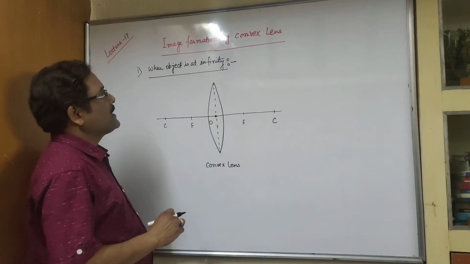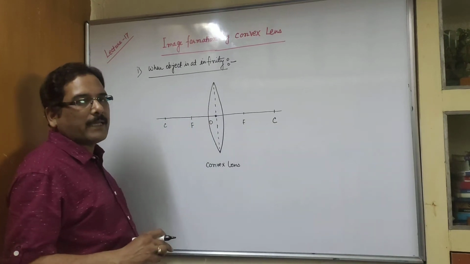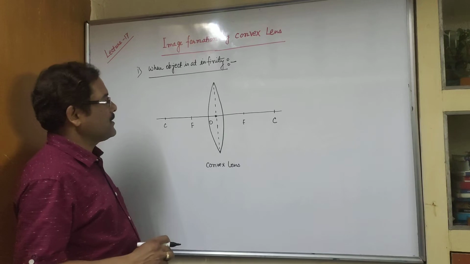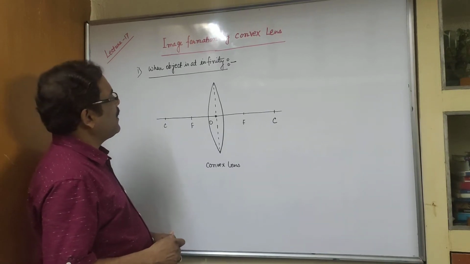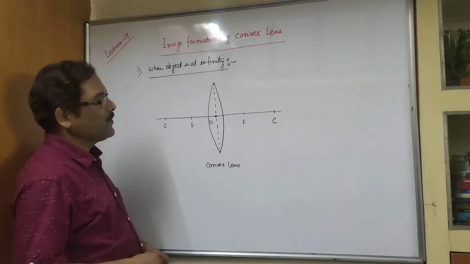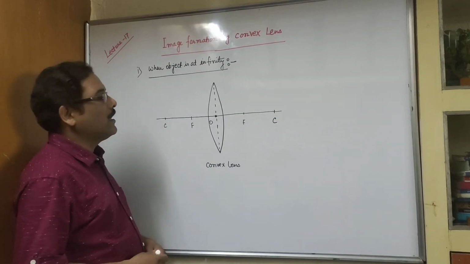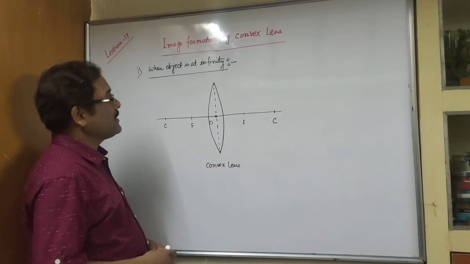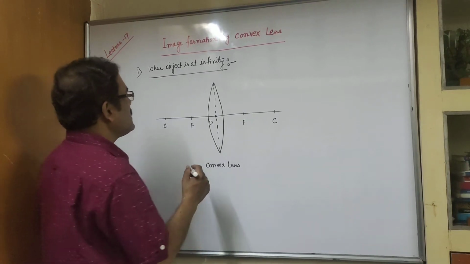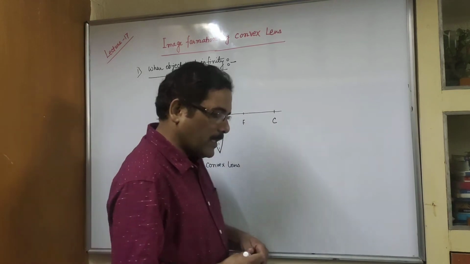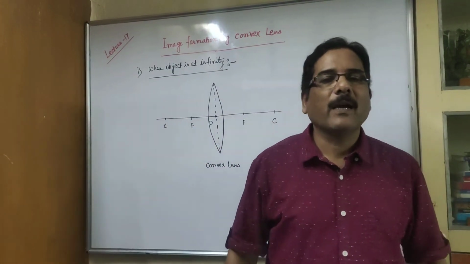Now, first case, as we have written, the object is at infinite distance from the lens. So, what do you think? Will you draw the object on the principal axis? No, we do not draw the object on the principal axis because the object is very far away from the lens, and you should know how many rays are required to make an image?